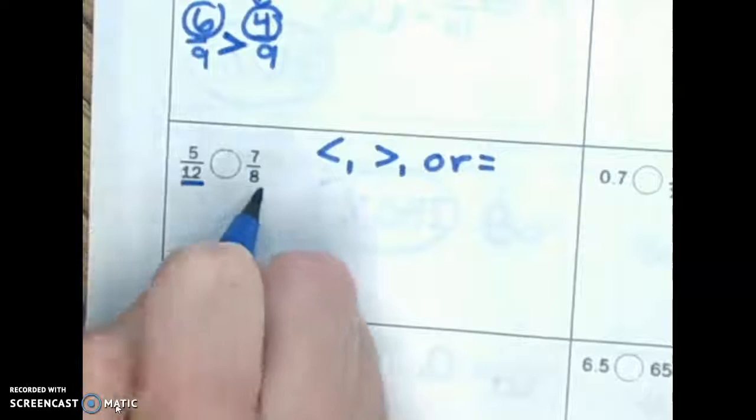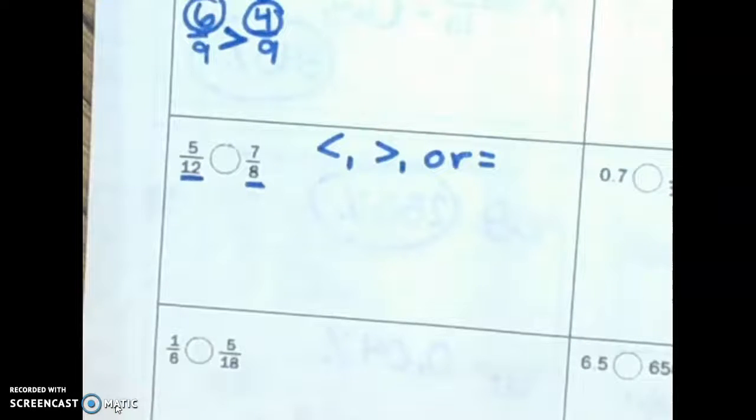Let's look at the next one. We have 5/12 is what to 7/8? Again, we're going to go less than, greater than, or equal to. We look at our bottom numbers. Those are two different numbers, so we need to find the LCD, which is the least common denominator. Now, if you don't find the number that's the smallest, as long as you find a multiple, that's just fine.